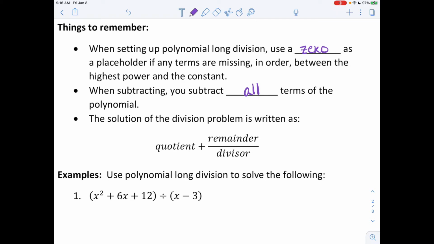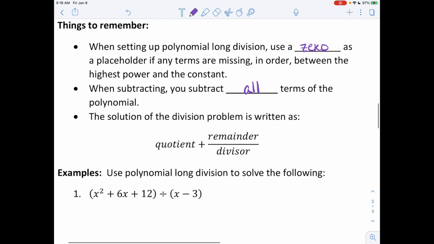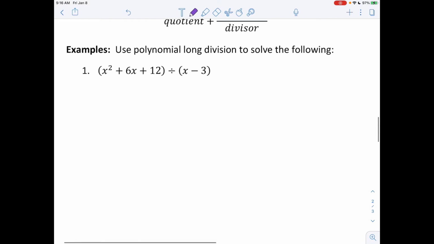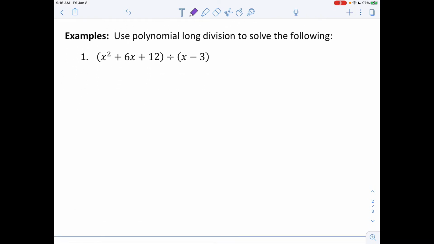So we will put that entire polynomial that we're going to subtract in parentheses to remind us that the negative sign distributes. Finally, as I mentioned before, the solution to a division problem is going to be written as the quotient plus the remainder over the divisor. In this case, our divisor is going to be a small polynomial. Let's go ahead and look at our first example. We have x squared plus 6x plus 12 divided by x minus 3.